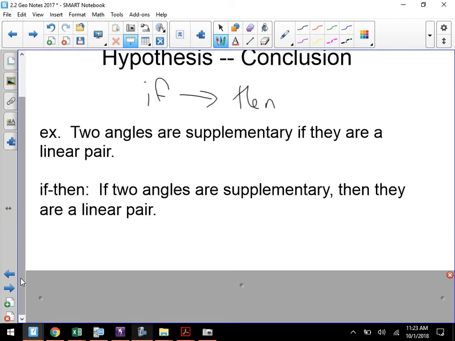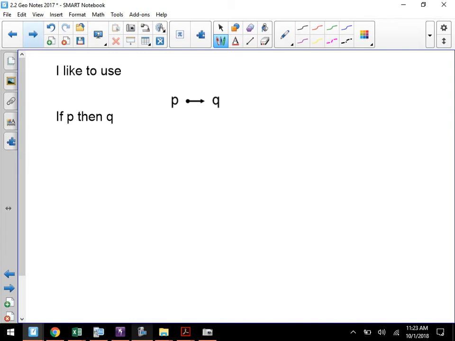Okay. So one of the things we're going to start talking about are called conditional statements, and that's your generic if-then. A conditional statement. That's what this would be. If two angles are supplementary, then they are a linear pair.